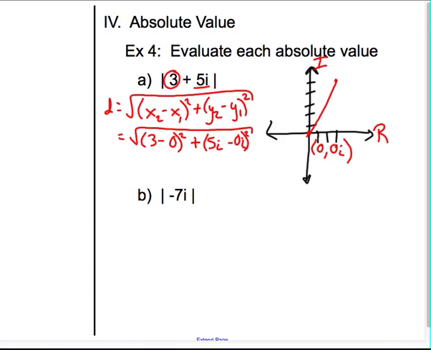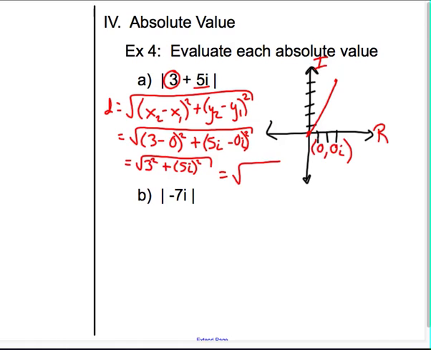So when we're finding absolute value and finding distance with the origin, we're always going to be subtracting 0 or 0i. So the shortcut for this formula is real part squared plus imaginary part squared. Make sure with that imaginary part you put it in parentheses because we're going to square the 5 as well as the i.